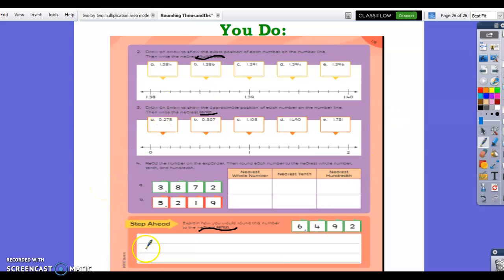So make sure that you have this done, and I will be checking in with you guys about the you do part. We are going to check this whole group to make sure that everybody there at home and here at school have got this before we move on to any of the independent work for today.